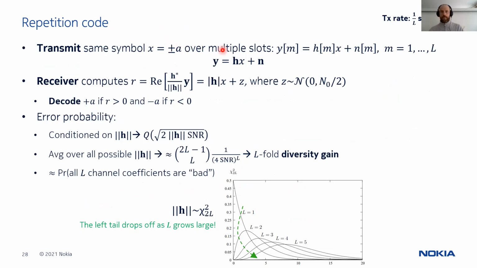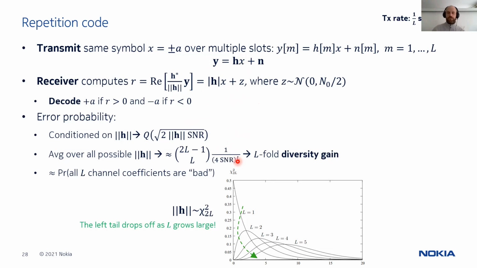The same symbol over multiple slots, over multiple, let's say, channels. So what you receive here is basically a vector, which is x times the vector of channels. I will spare you the details because we're a bit late, but unsurprisingly, what you get after a fair amount of computations that you can see in the book is something that is proportional to 1 over SNR to the power of L.